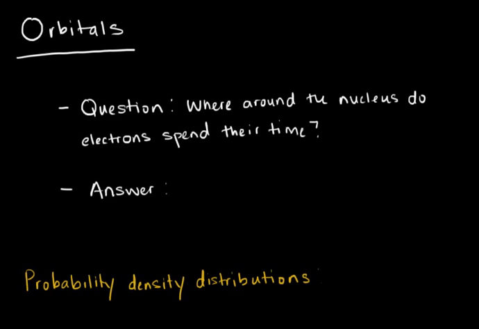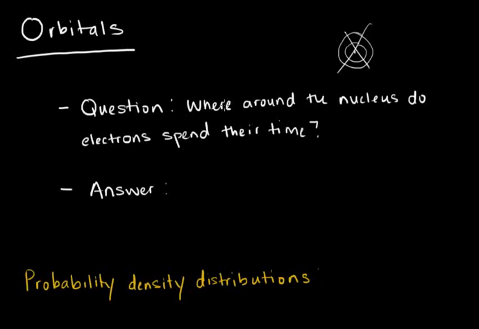Welcome to this video on orbitals. And if you've come to this video without having watched it before or without knowing what an orbital is, you probably have this question. Where around the nucleus do electrons spend their time? If you've watched the video on the Bohr model, you know that electrons certainly don't orbit the nucleus like Bohr thought they did. And we said that this model was incorrect. And so you have this question, where do they spend their time if the Bohr model isn't correct?